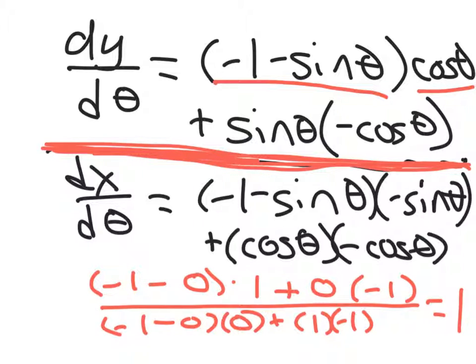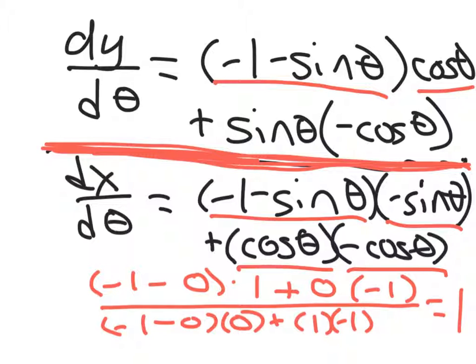For dx/dθ, we also have a product, so we're going to use the product rule again. First function times the derivative of cosine, which is negative sine. Plus the second function, cosine, times the derivative of the first function, which is negative cosine.